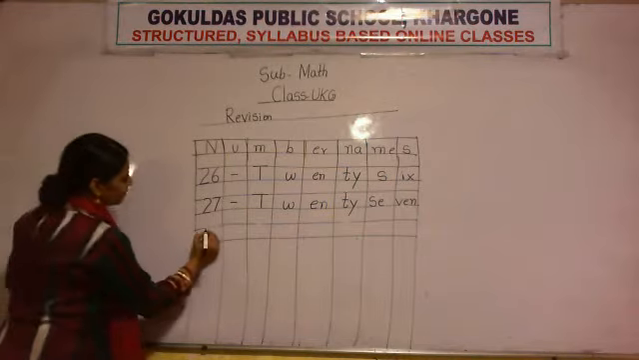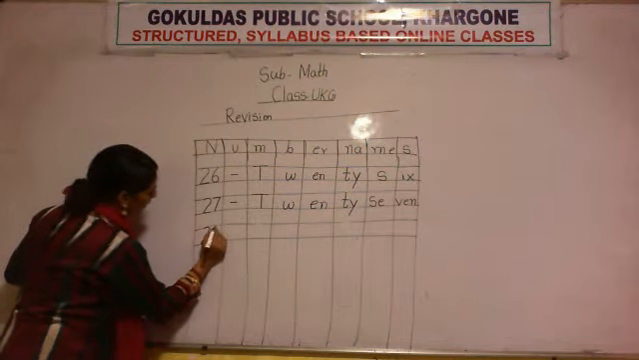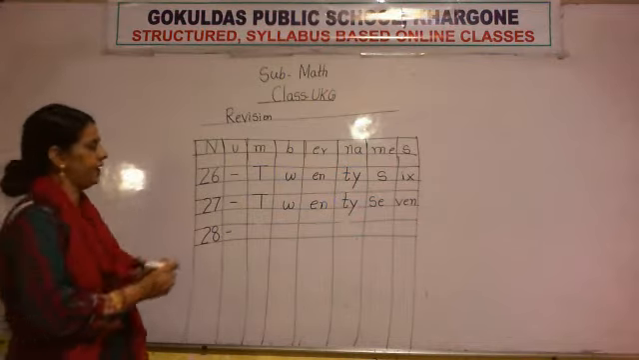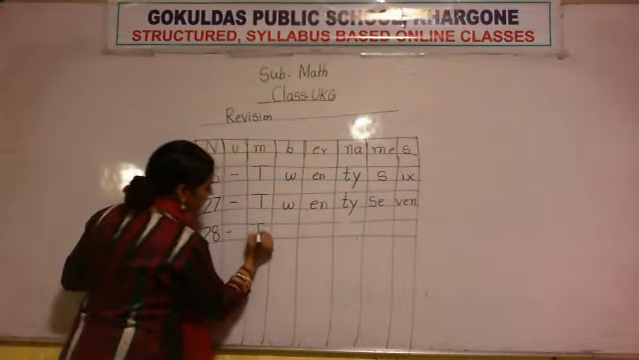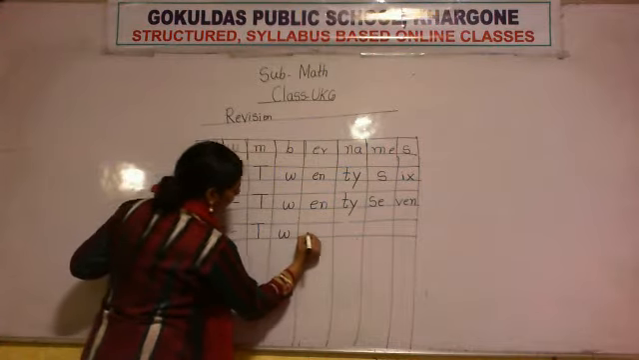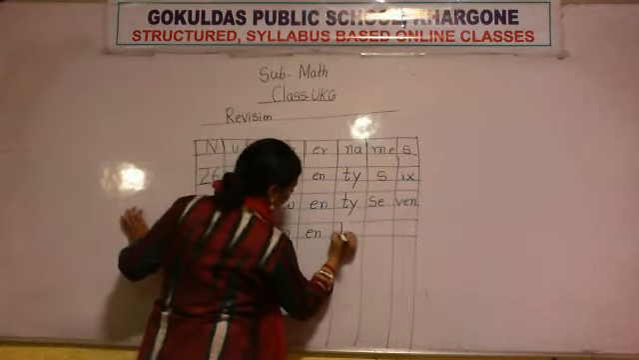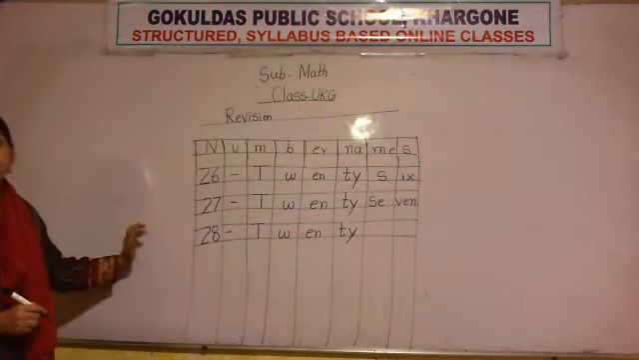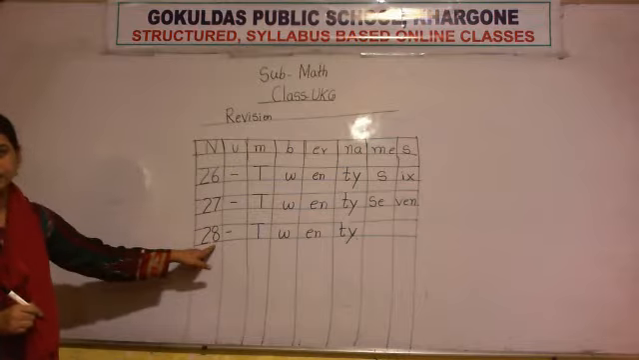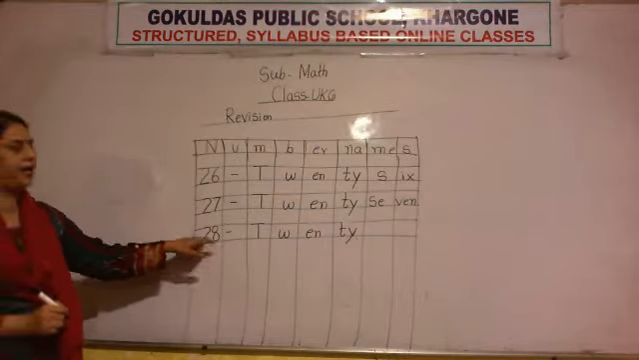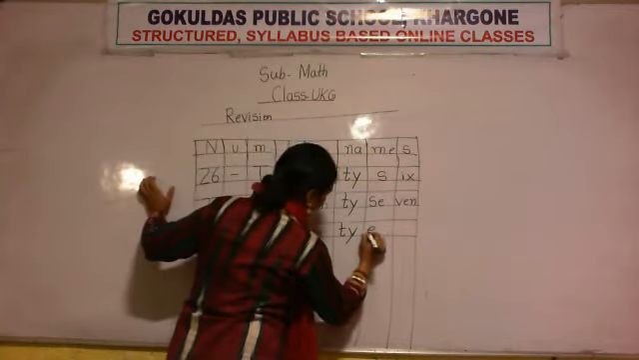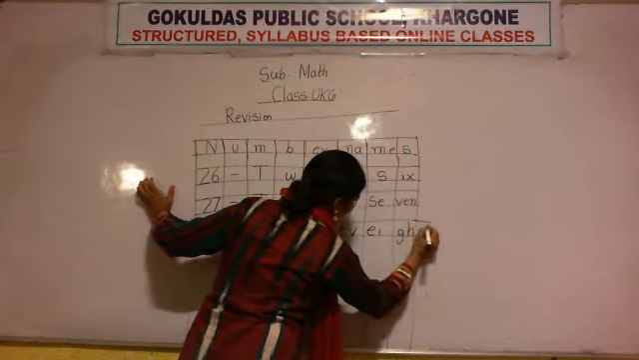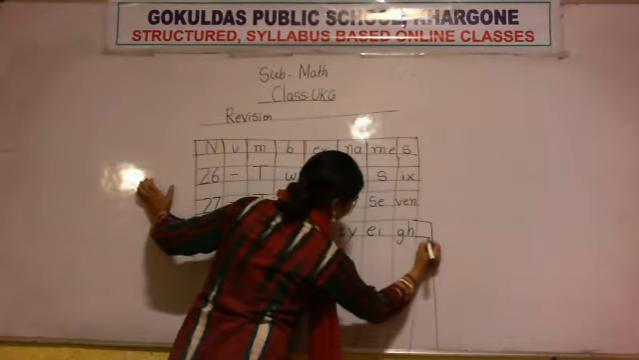Now here after one gap, 2, 8, 28. Once again we will write the spelling of 20. T W E N T Y, 20. Now which spelling will I write after 20? What is written here? 8. So I am going to write the spelling of 8. E I G H T, 8. Spelling of 8.